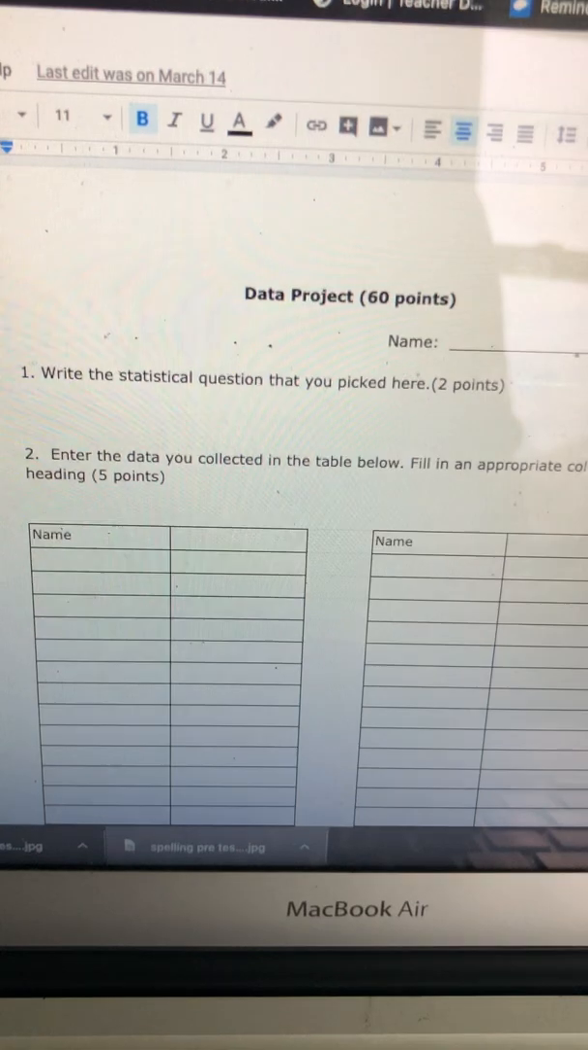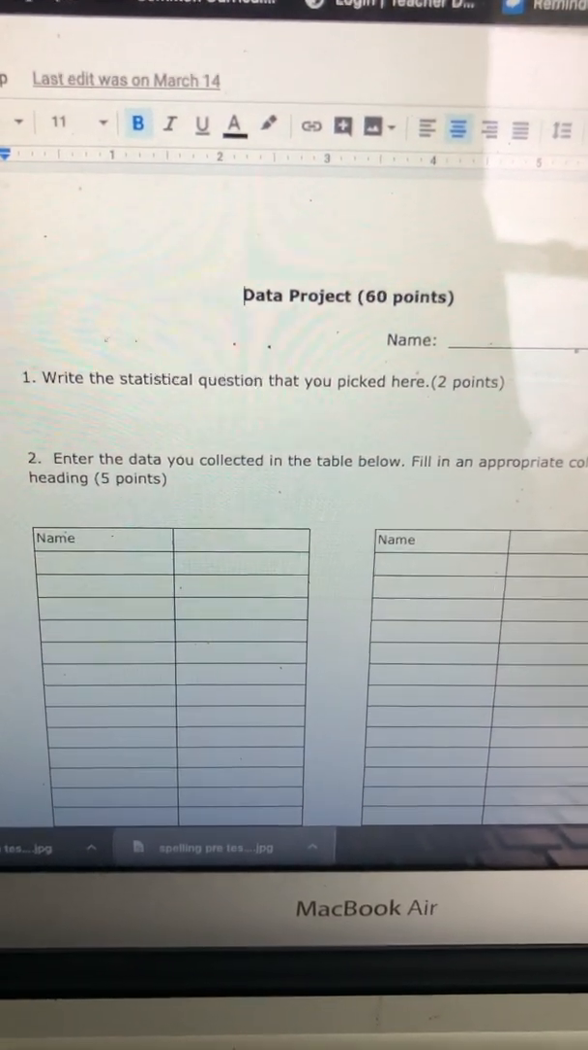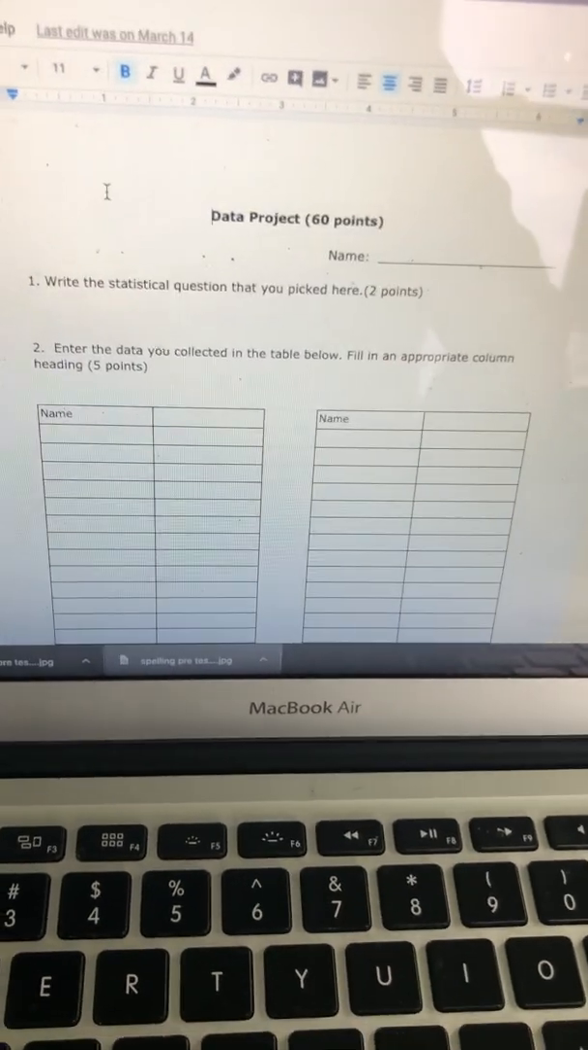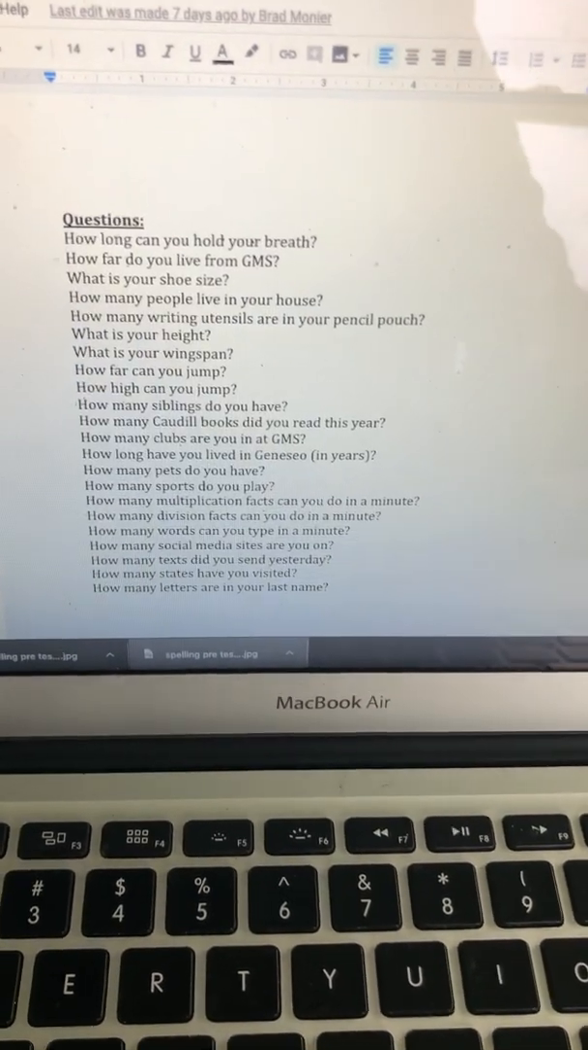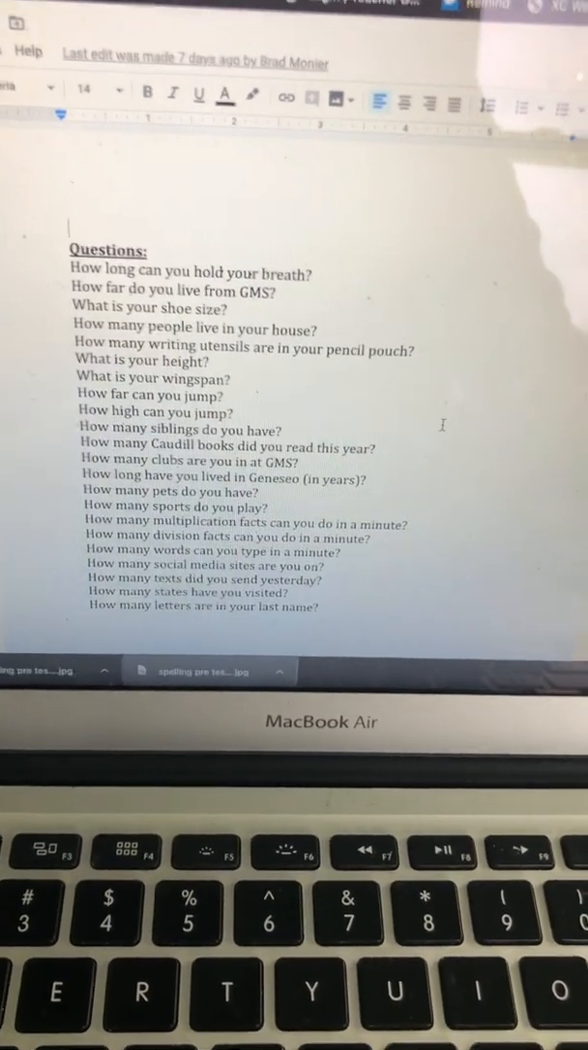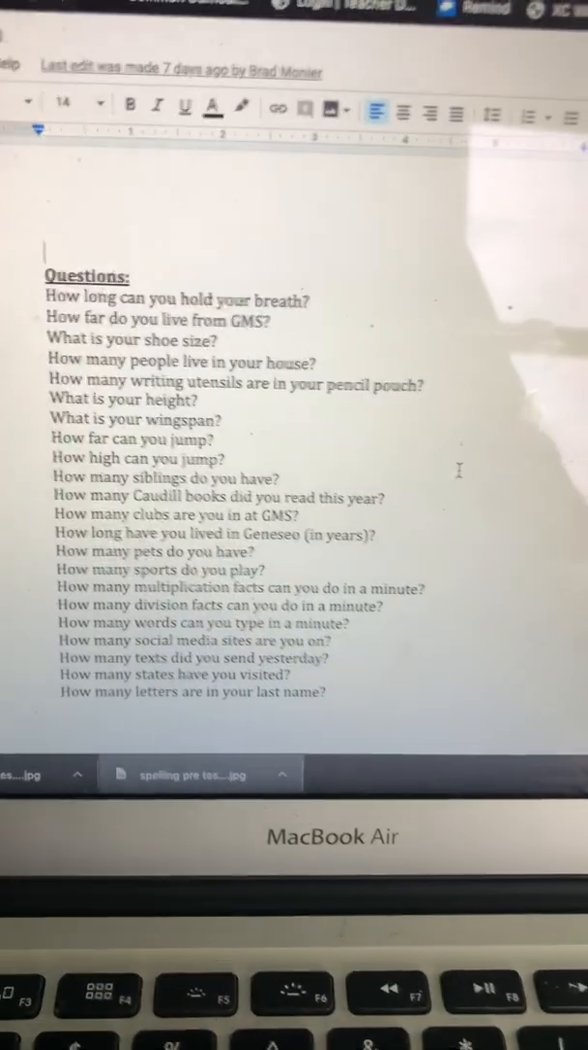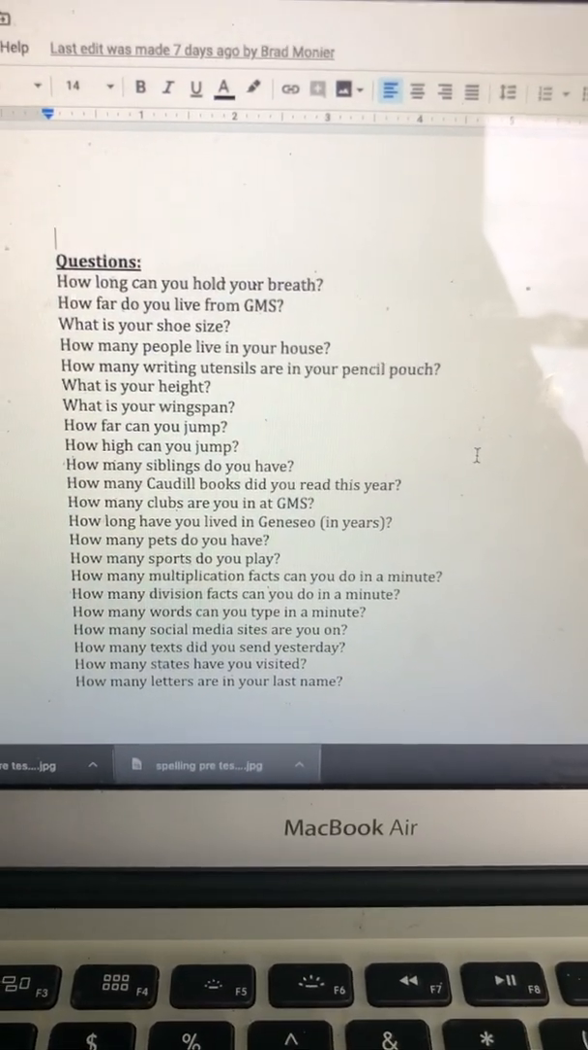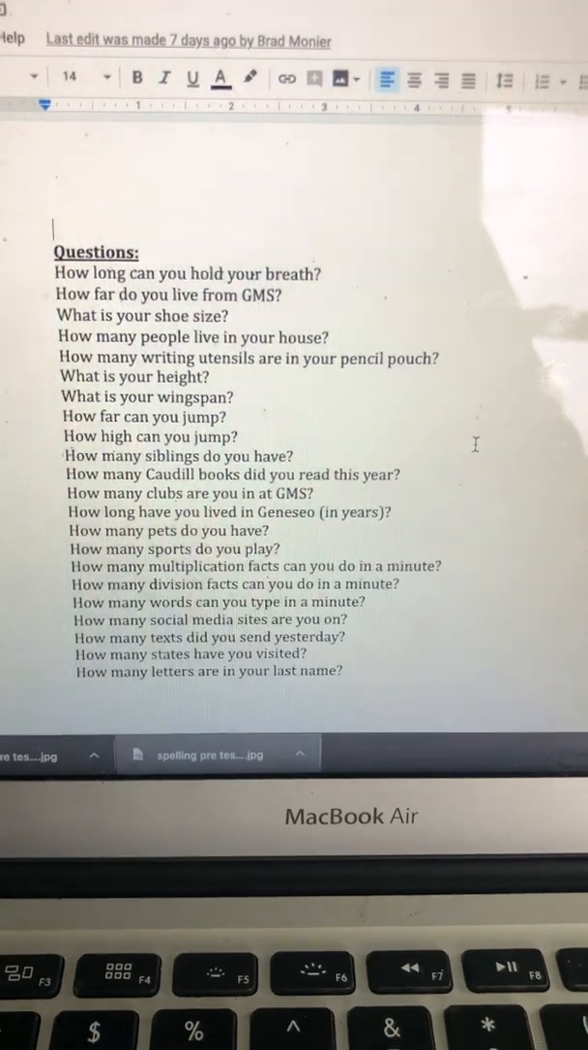Some people have asked me about number one. Write the statistical question that you picked here, and they're like, what's the question supposed to be? Well, the other thing that I posted a while ago, and again, I will post Wednesday as well, is a list of questions that you guys can pick from. I just gave you a bunch to pick from because then I know these ones work.